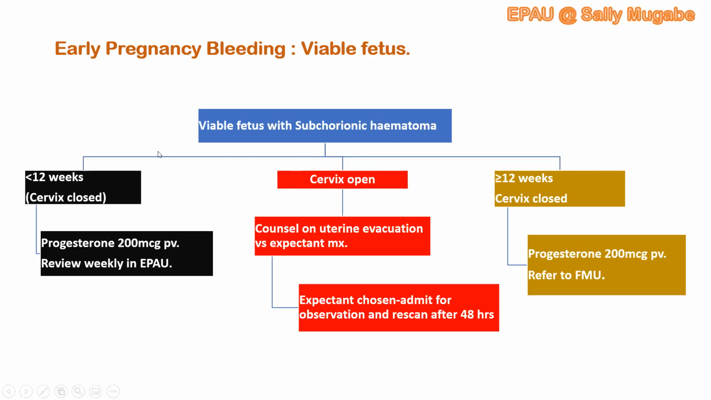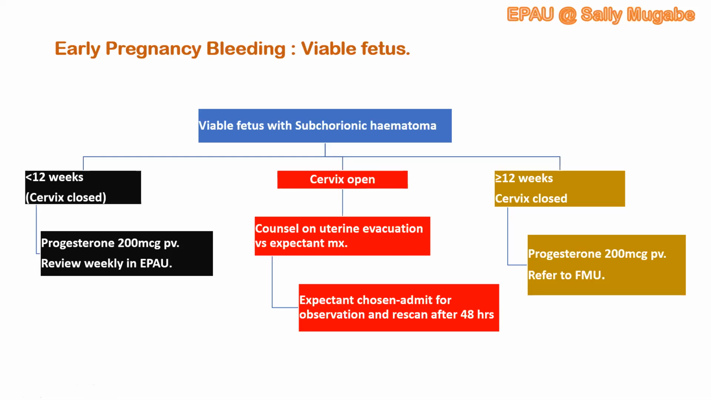If the pregnancy is less than 12 weeks and the cervix is closed, we manage it as threatened miscarriage, and we give progesterone 200 micrograms PV, and we can review again weekly in EPAU if the patient is hemodynamically stable. Then we have a scenario where the cervix is open. When the cervix is open, irrespective of the gestation, if it is first trimester, we counsel the patient on uterine evacuation versus expectant management. Then if the patient chooses expectant, we admit for observation and rescan after 48 hours.